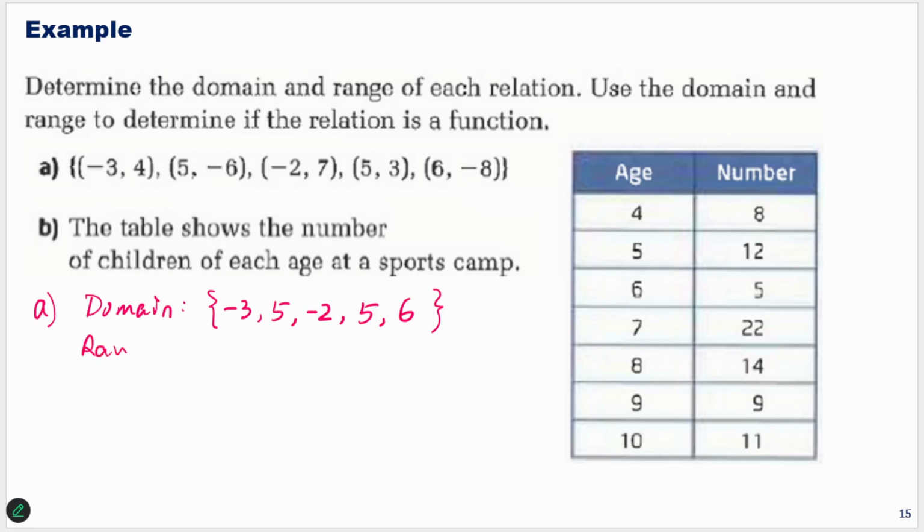Okay, let's consider the range as well. The range is also a set that contains 5 numbers, which are 4, -6, 7, 3, and -8. As you can see here, the same input corresponds to different outputs. So that means this is not a function, just a simple relation. So it's not a function.